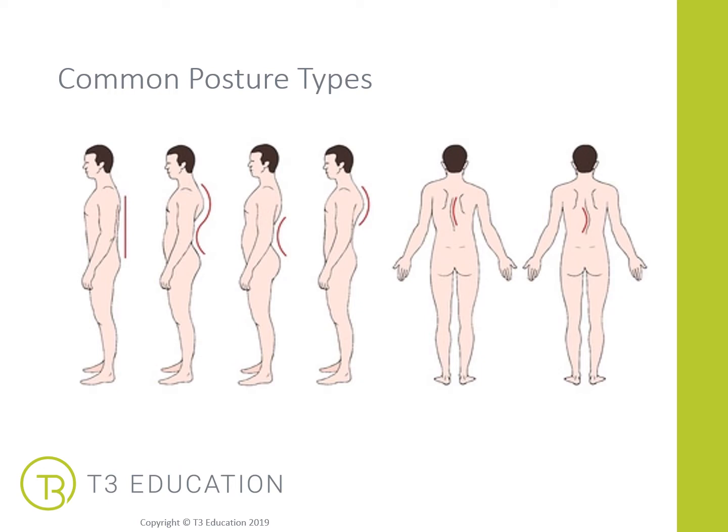The next, where the hip looks pretty good, but we see this arching through the mid-back, the thoracic. We call that a kyphotic posture. Again, we see that head come forward and drop down.